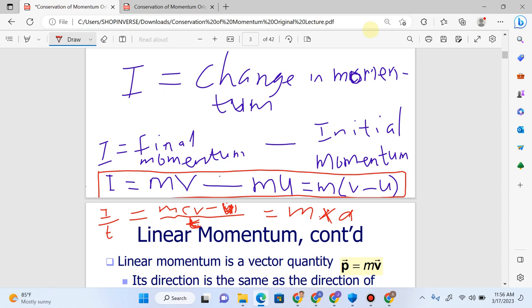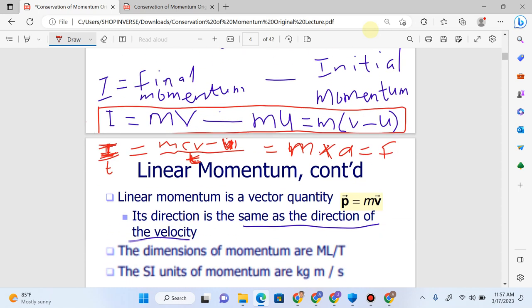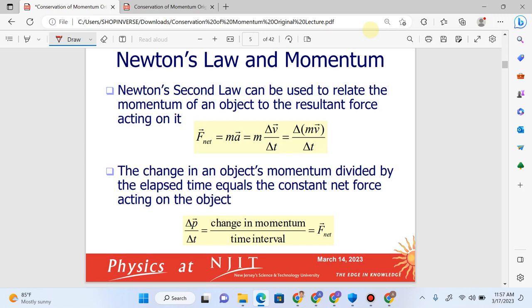So impulse divided by time is the same thing as mass times acceleration. And do not forget that mass times acceleration is equal to force. So from this, we have the expression that force equals mass times acceleration, which is the same thing as mass times change in velocity with respect to time. The change in velocity divided by change in time is acceleration. So from that we can say force is equal to mass times acceleration, right? Good.